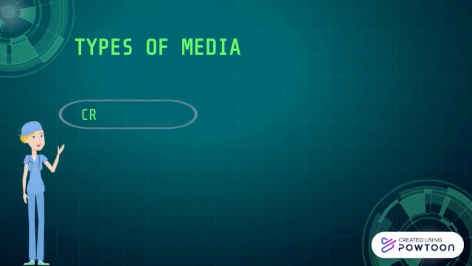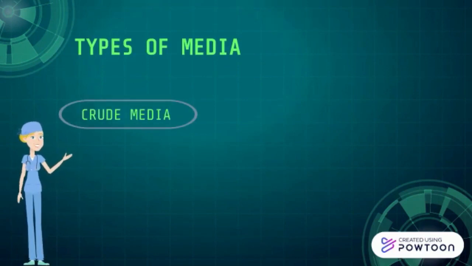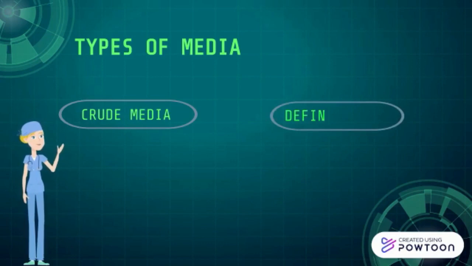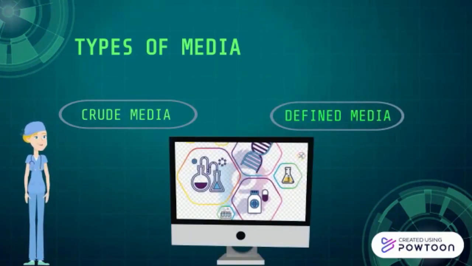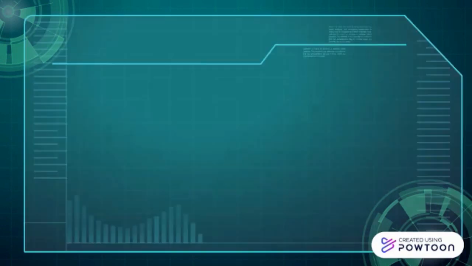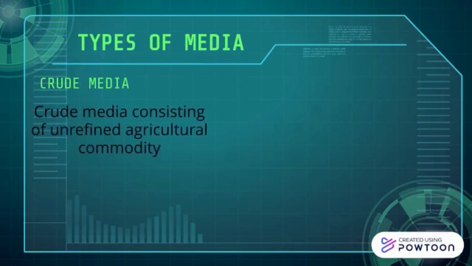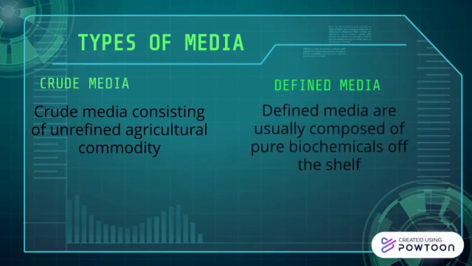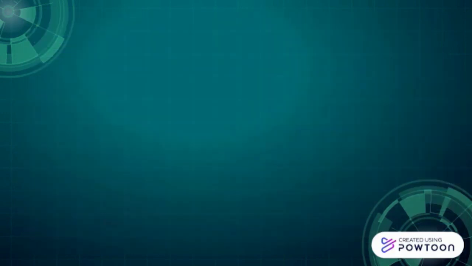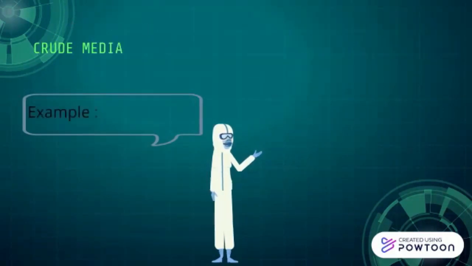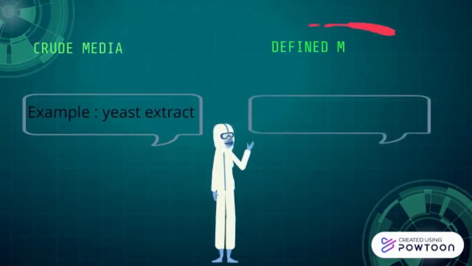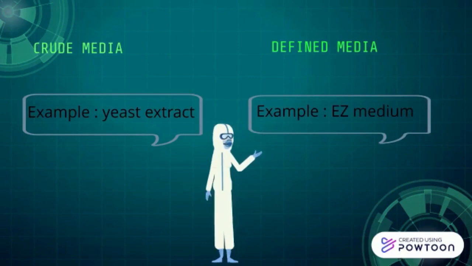Types of media. First, crude media. Second, defined media. First type of media is crude media. It consists of unrefined agricultural commodity. Second one is defined media. It usually comprises pure biochemicals off the shelf. Example of crude media is yeast extract, and for defined media is an exact medium.